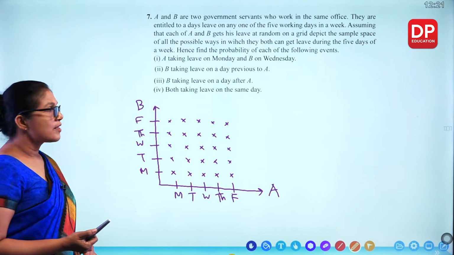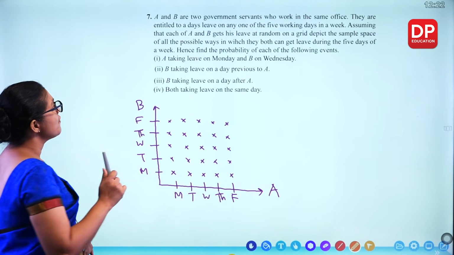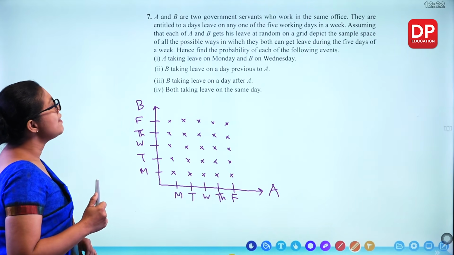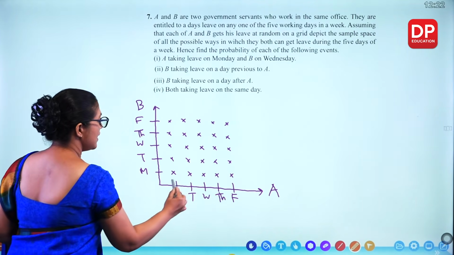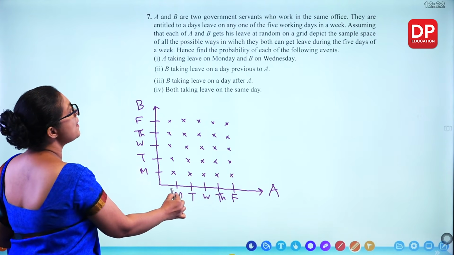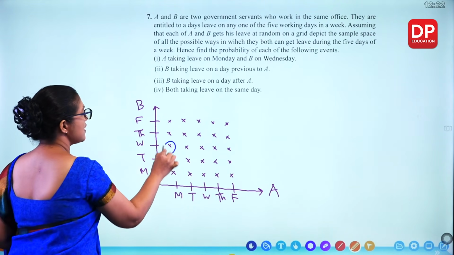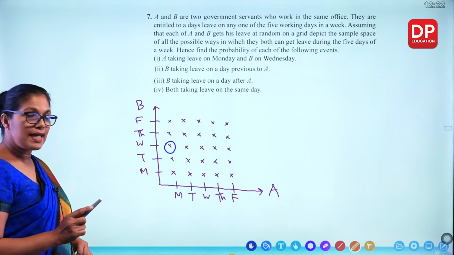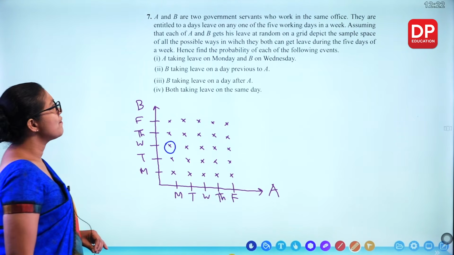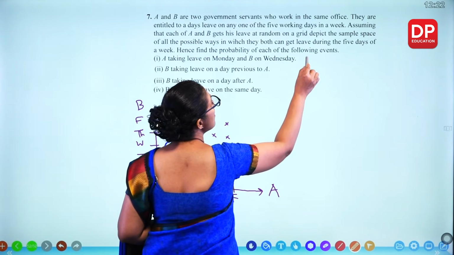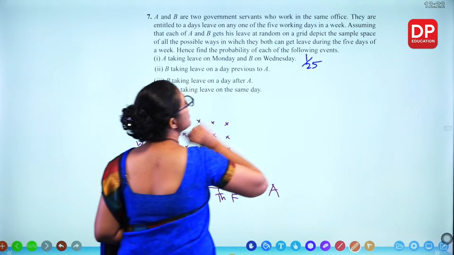Then we'll try to answer the questions. Okay, first part, A taking leave on Monday here and B on Wednesday. So you get one possibility out of 25. So the probability is 1/25.